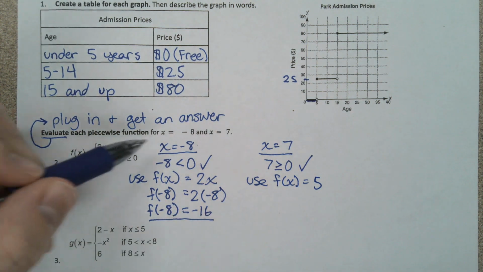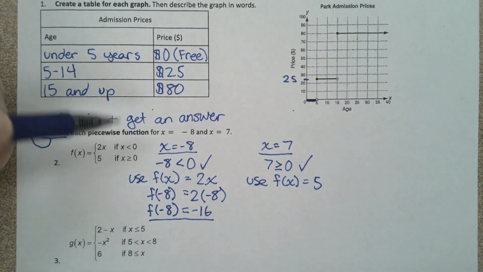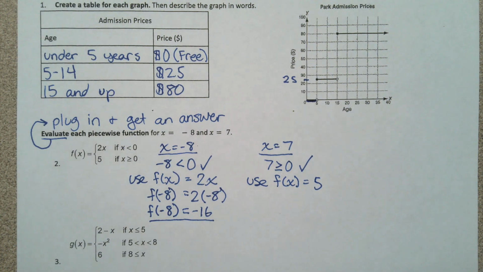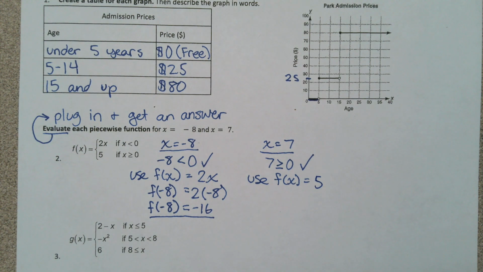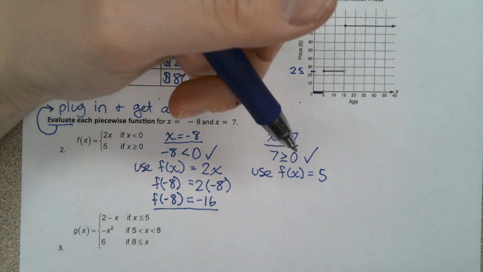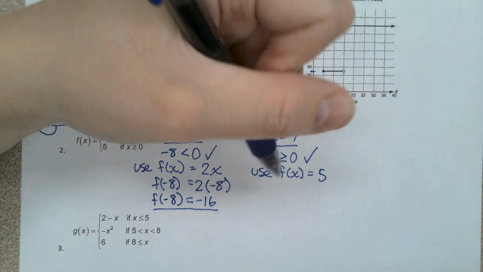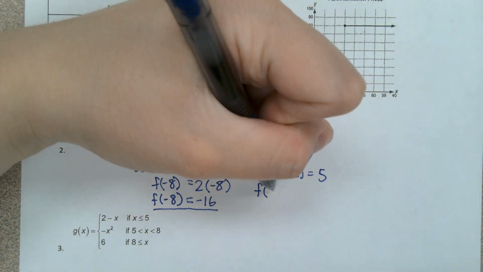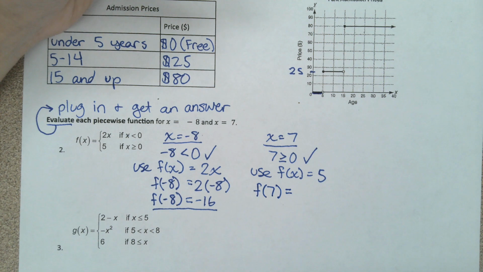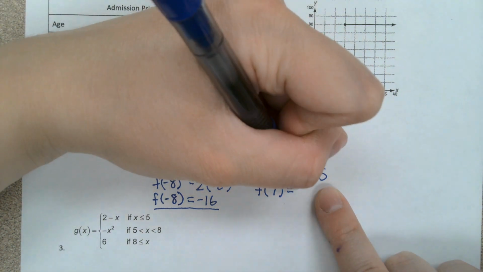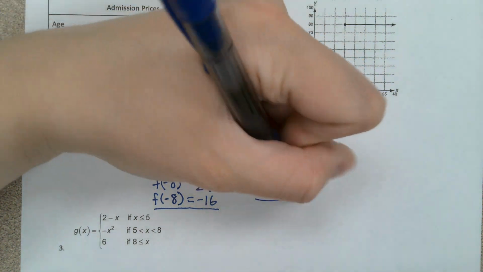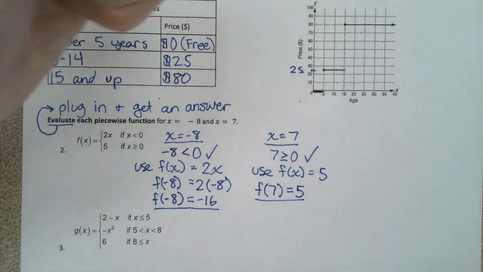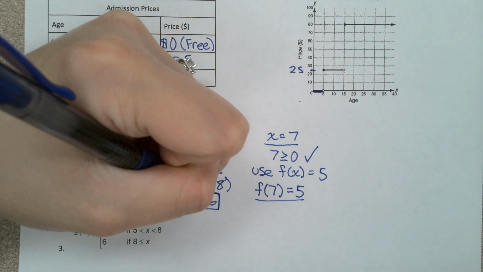And by the way, your x value will always fit into one of the given functions. It has to. There aren't any numbers left out here. So we're going to plug that in. We have f of 7 equals, there's no x on the right side, so it just equals 5, and I'm done. So these are my two answers.